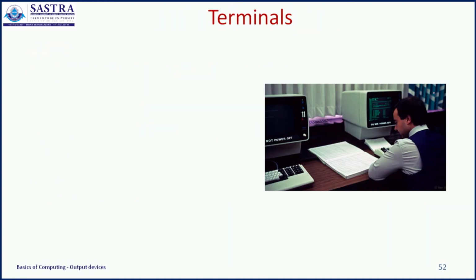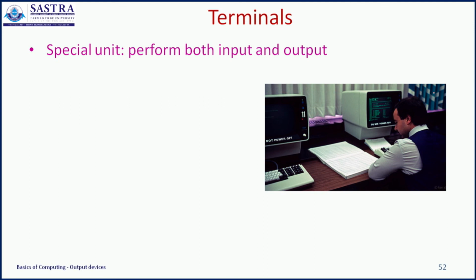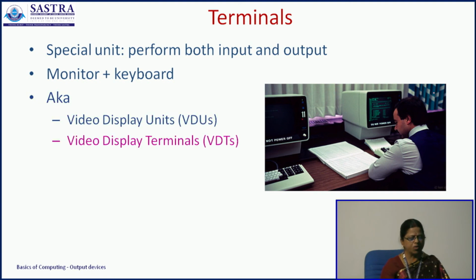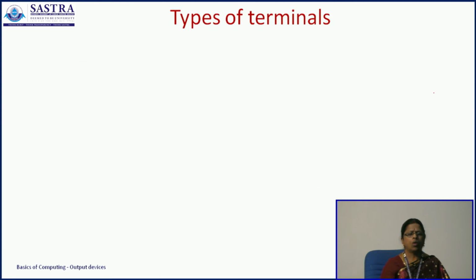Next are the terminals. Terminals are special units because they are capable of performing both input and output. They all have a keyboard and a monitor. They are also called video display units or video display terminals. What are the types of terminals? There are 3 types of terminals.